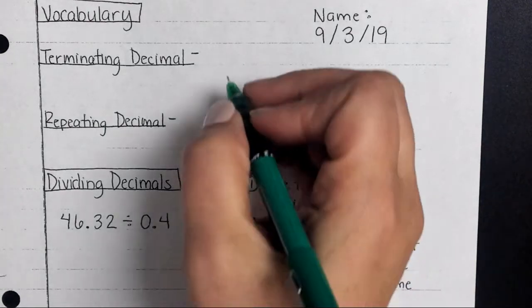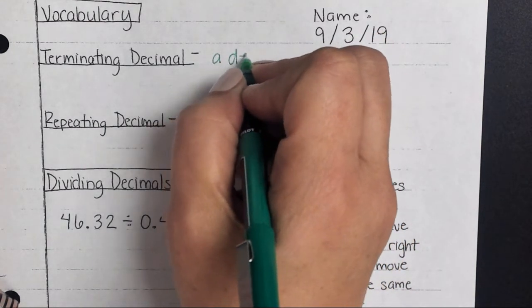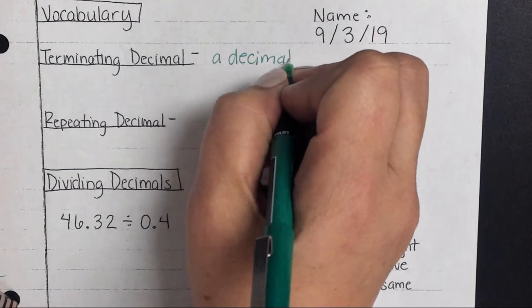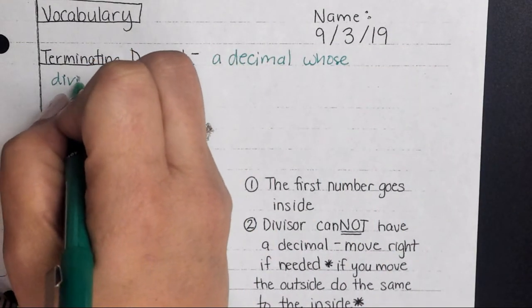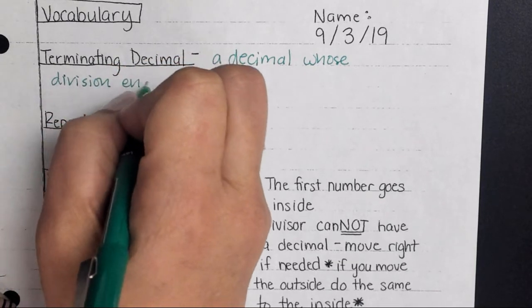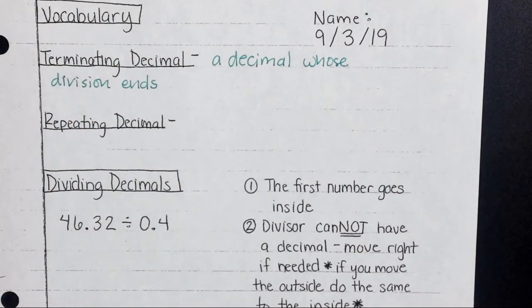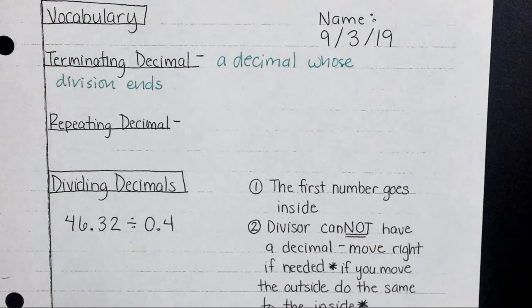So a terminating decimal is a decimal whose division ends. That means we will get to the point we have no remainder. Nothing left over at all.